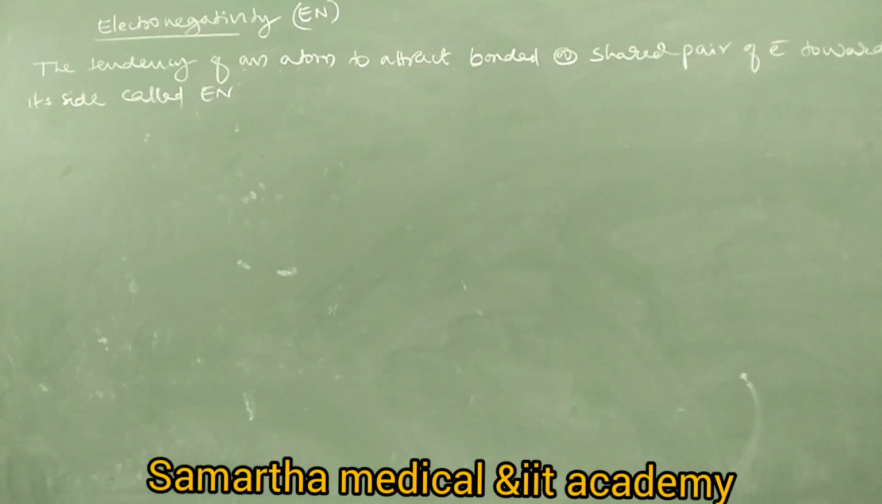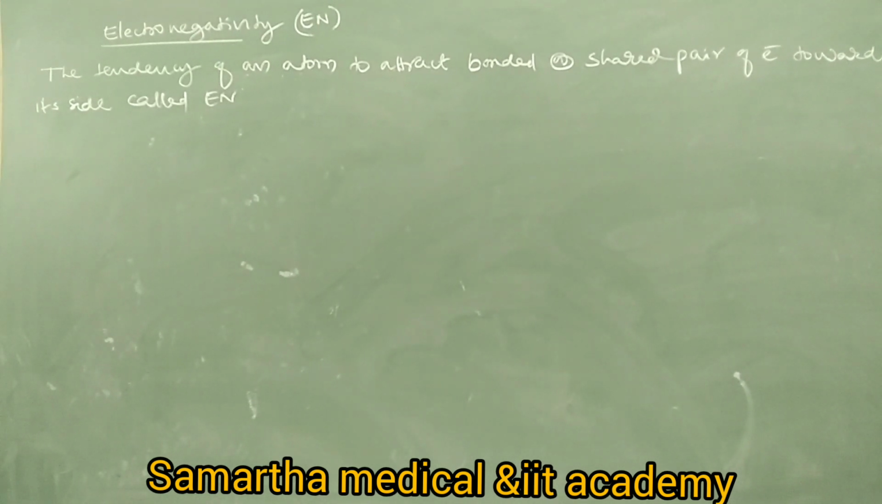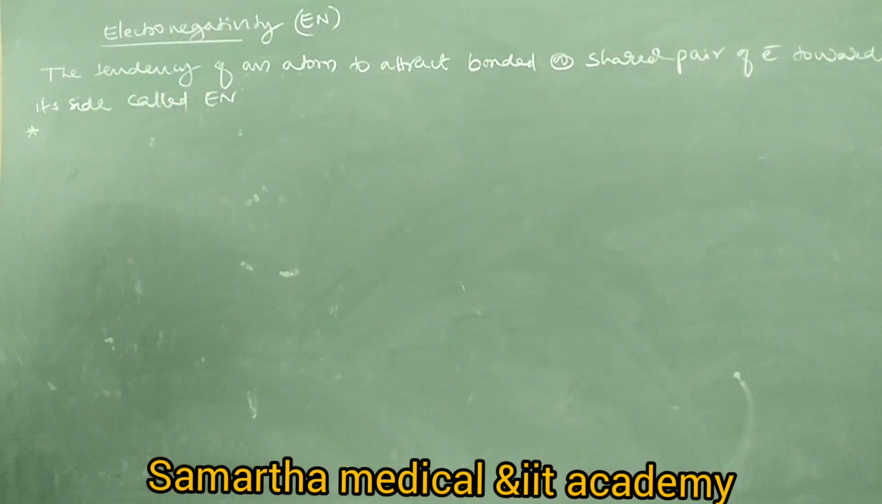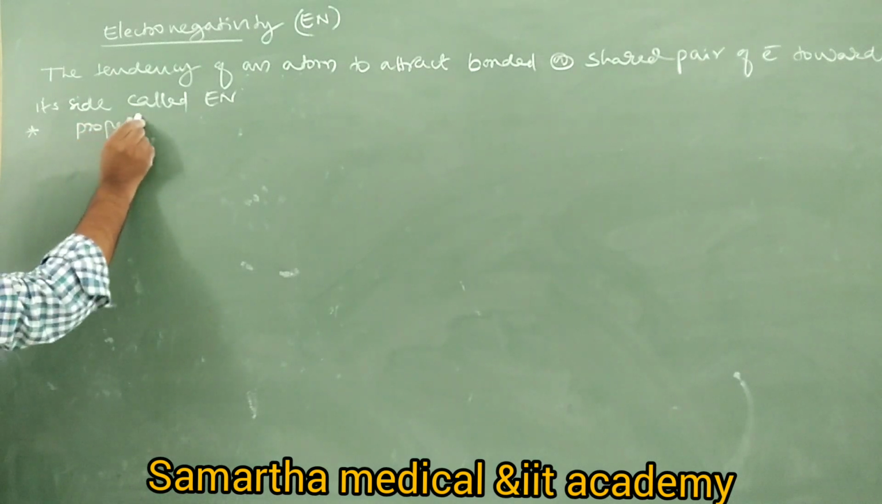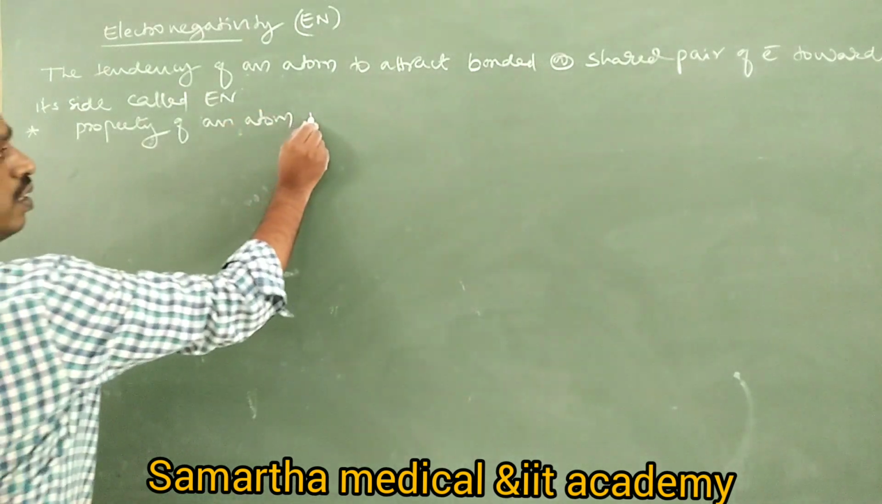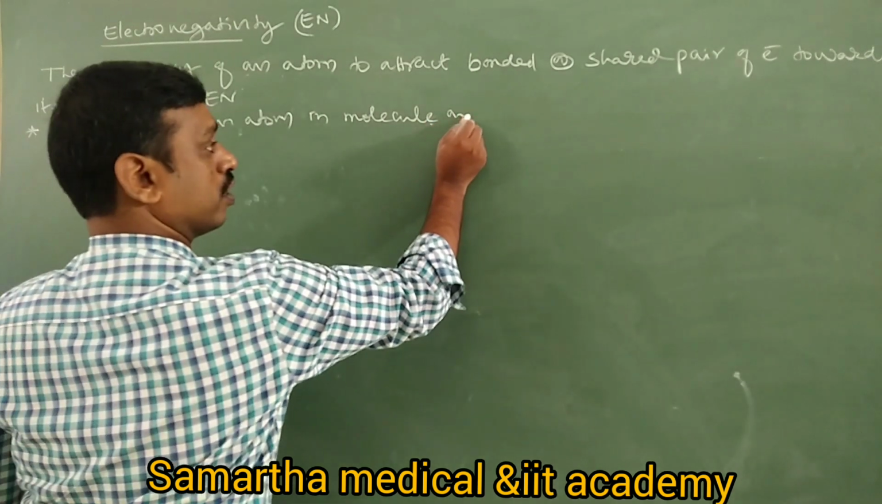So this electronegativity is what? It is the tendency of an atom to attract electrons. It just attracts the electron. So next point, it is a tendency of an atom to attract the electron. Now this property is what? It is a property of the atom in a molecule, isn't it? It should be in a molecule, right? Next point, it is the property of an atom in a molecule. In a molecule only, not isolated.